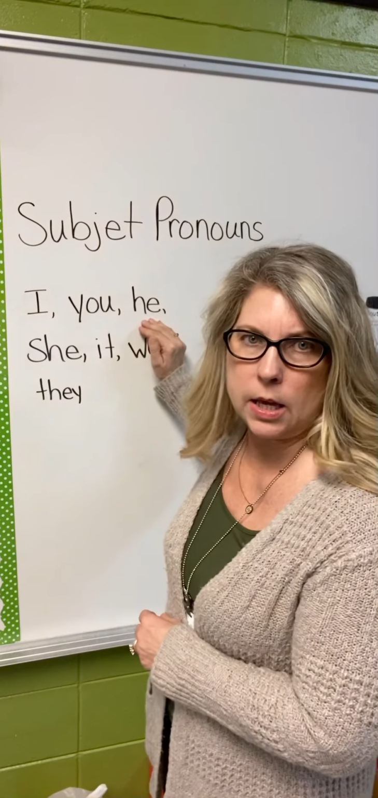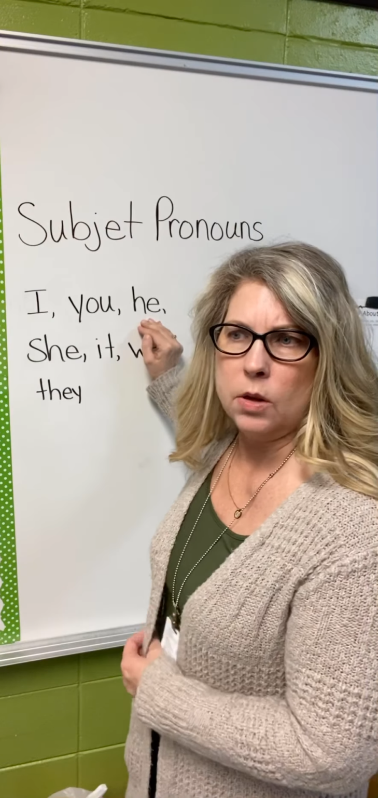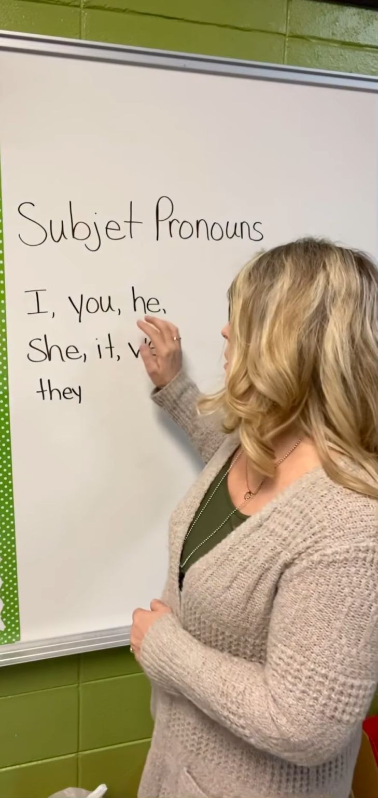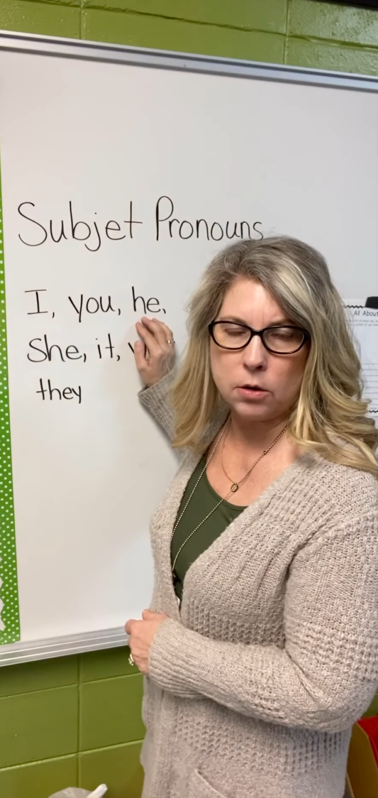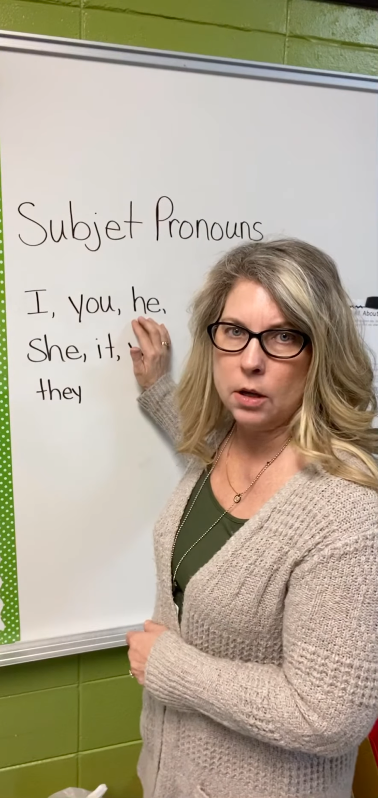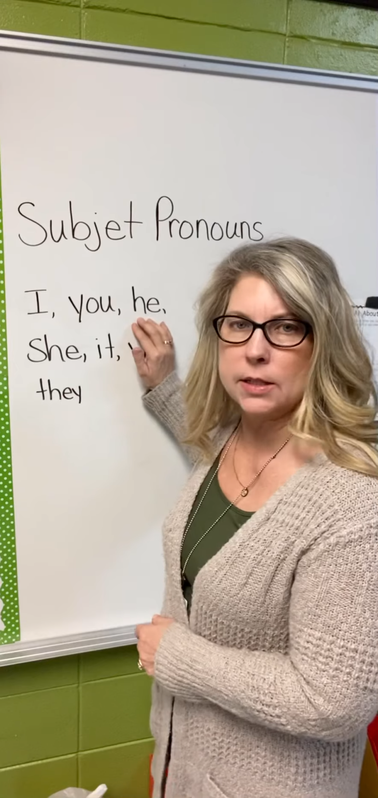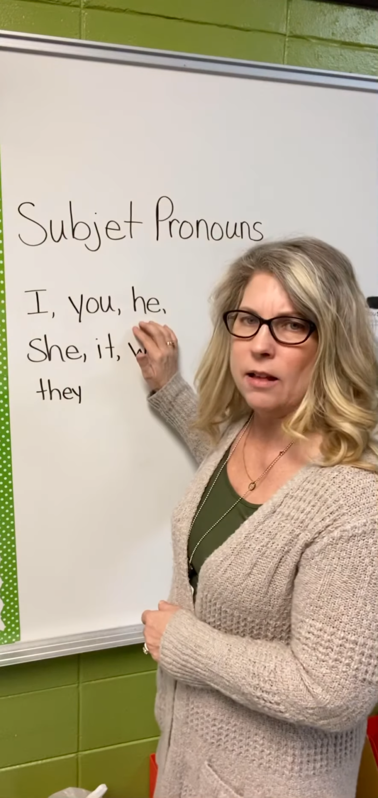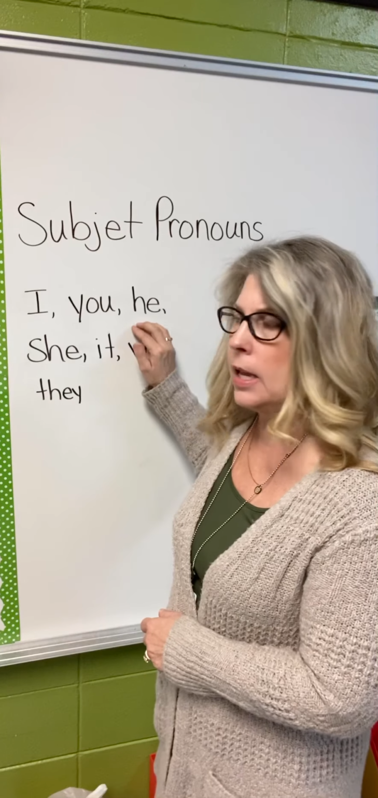Let's look at he. Okay? What if I said, Bobby runs fast? Well, who's the sentence about? Bobby. So he's the subject. Bobby is a noun, but I'm going to replace it with he, and I'm going to say, he runs fast. Okay? Then I don't have to write that long word Bobby. I can just use he.